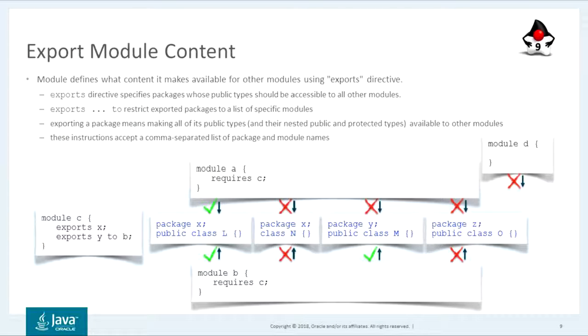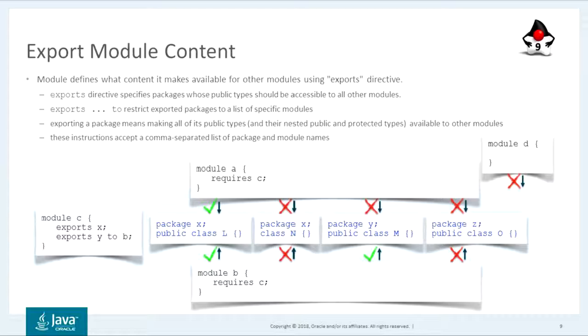The next important part, a mirrored counterpart of that relationship, is the exports clause. If module A requires module C, what exactly does module C make available to module A? There are packages inside each module. So module A says, I need stuff from module C. Module C says, I have a package X and I make it available to everyone. And I have package Y and I make it available only to some other module, maybe to module B, I don't know.